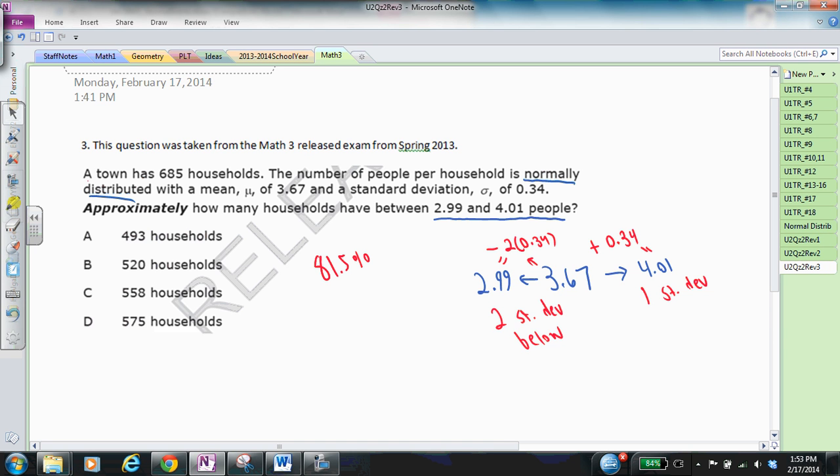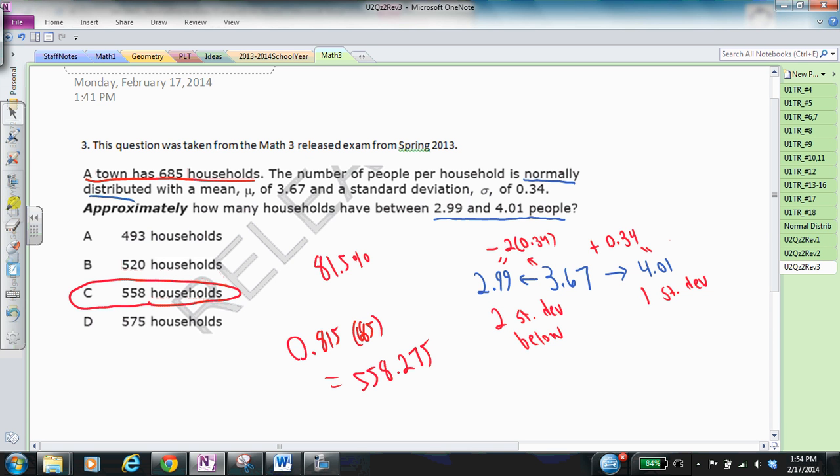So it said the town has 685 households. We have to figure out what's 81.5% of 685. So we can just do 0.815 times 685. And when we do that math, 0.815 times 685, we get 558.275. So right here, C, 558 households fit in that range.